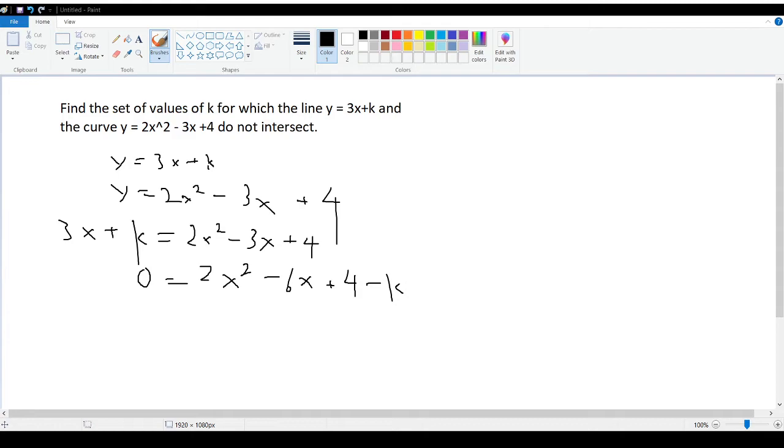So 0 equals 2x squared minus 6x plus 4 minus k. So we can simplify it so then we easily see what the A, B, and C is. There you go. So what do you see? This 2 is A. Negative 6 is B. And 4 minus k is C.